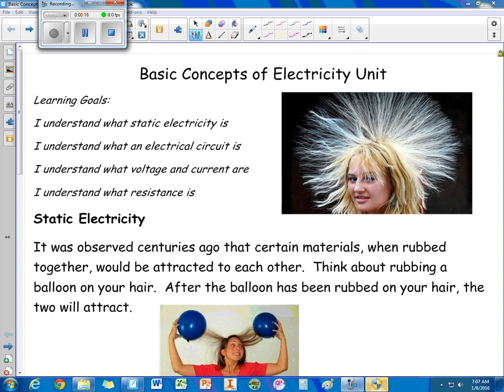So for this unit, your learning goals: I want you to understand what static electricity is. I want you to understand what an electrical circuit is. I want you to understand what voltage and current are, and to understand what resistance is. So let's go ahead and get started then.